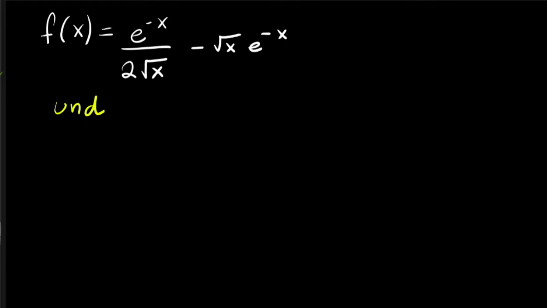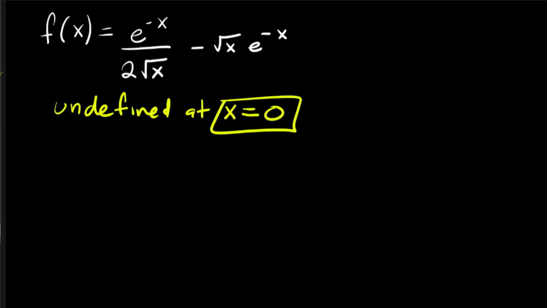Alright, so the first thing I notice is that right off the bat, this guy is undefined at x equals 0, because 0 makes the denominator 0 here, this first one, and so you can't have that. So right off the bat, I know that.